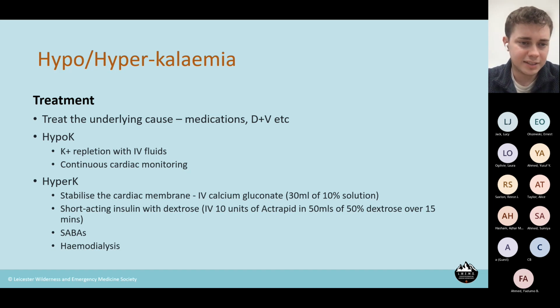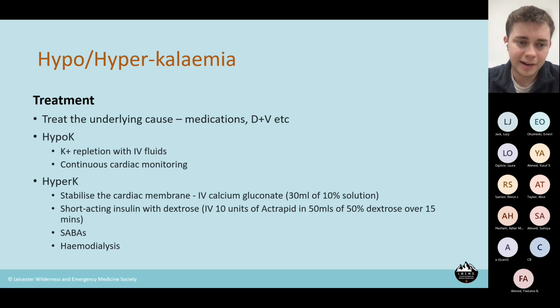But you can give higher doses. I believe it's up to 40 millimole per hour, and those can go through central venous catheters if they've got central lining. And they should be on continuous cardiac monitoring throughout potassium replacement therapy.